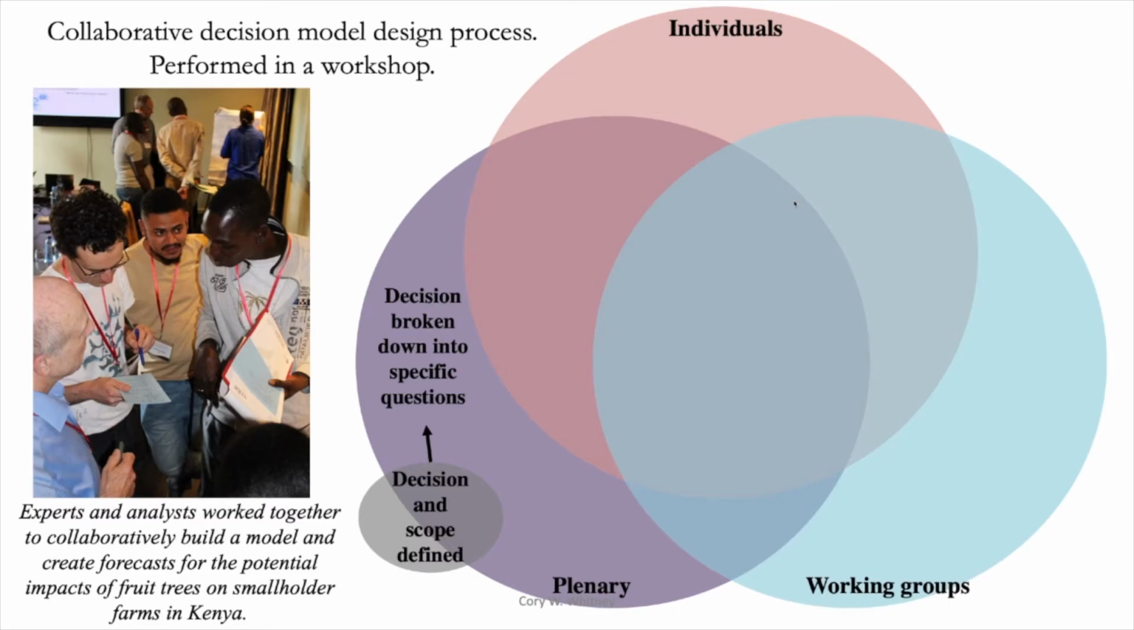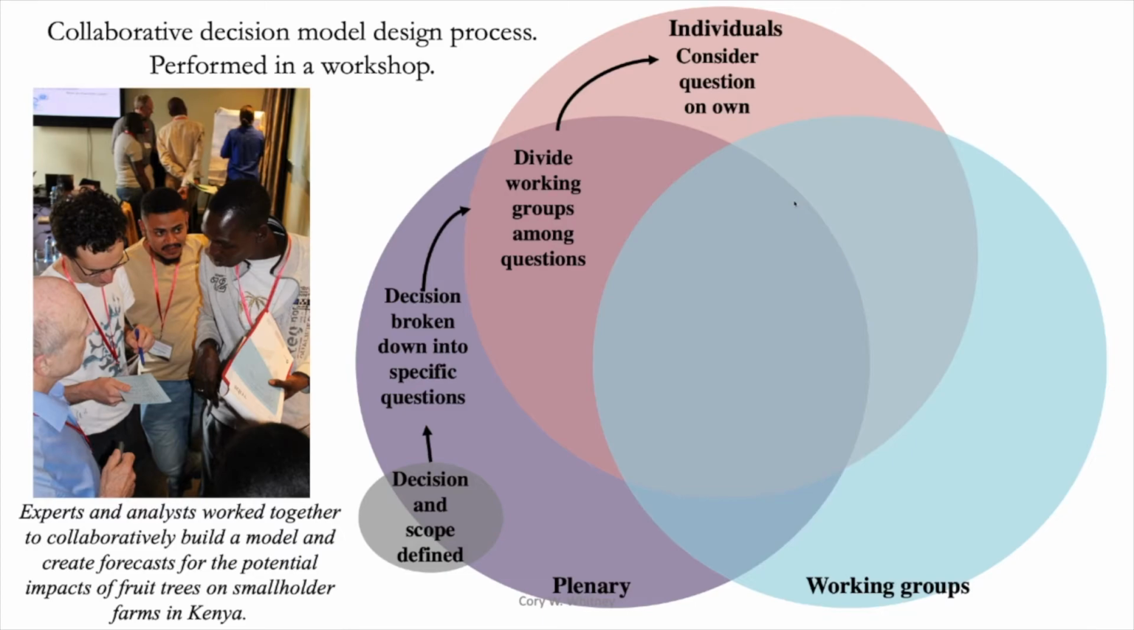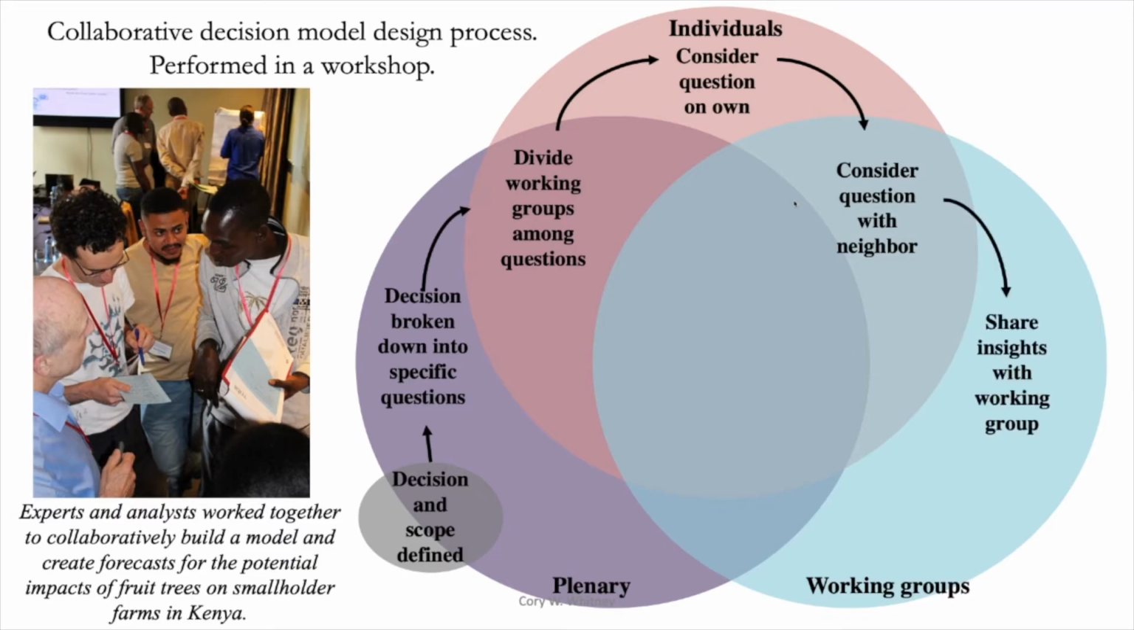We can break that decision down in plenary into specific subsections, that is, smaller questions. And then we can divide people among working groups. Each of these sub-questions that we've built out of this decision, we divide working groups among those questions. Everyone is asked to consider the question on their own, and then they can consider that question with their neighbor and share insights from that discussion with their small working groups and create a graphical representation of these ideas.